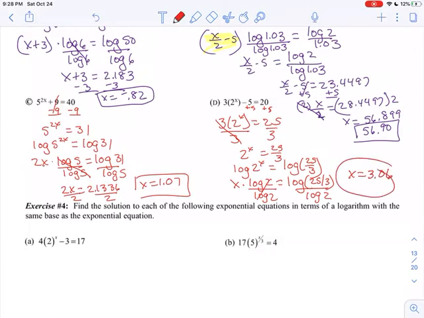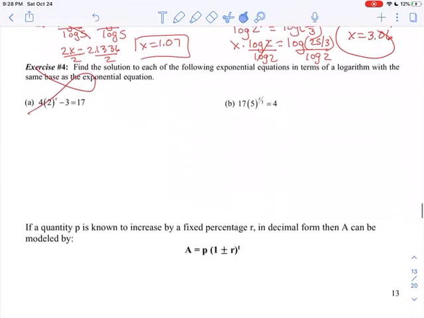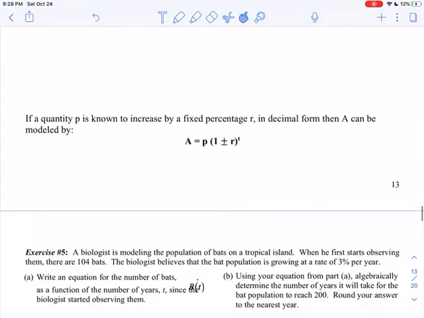And I get 3.058. I want it to the nearest hundredth. 3.06. Okay. And I'm going to skip this one.